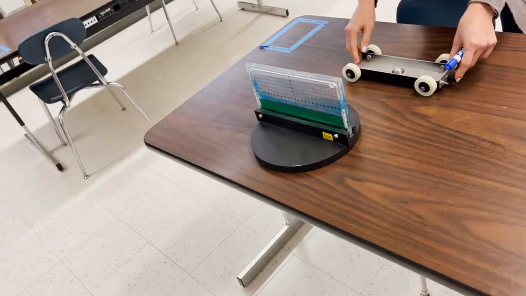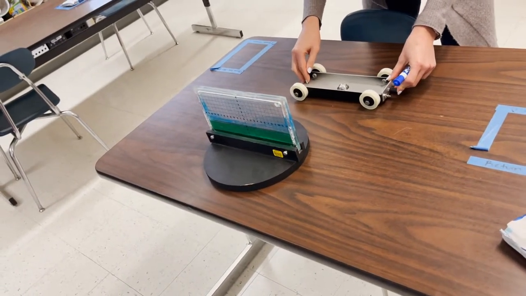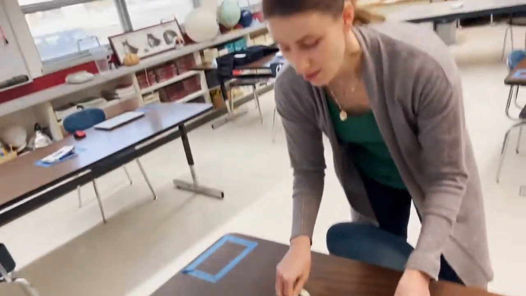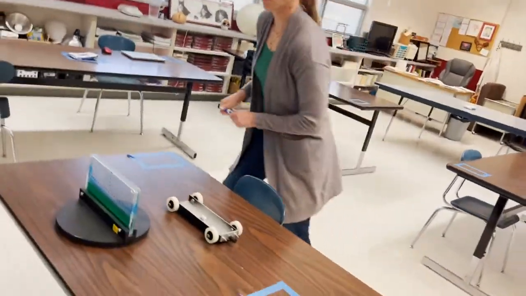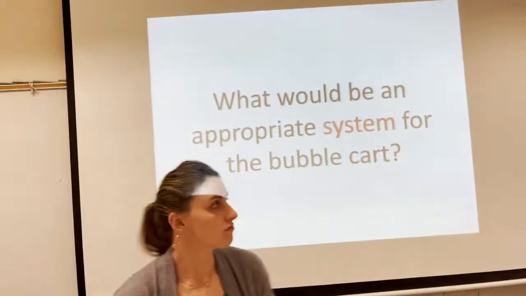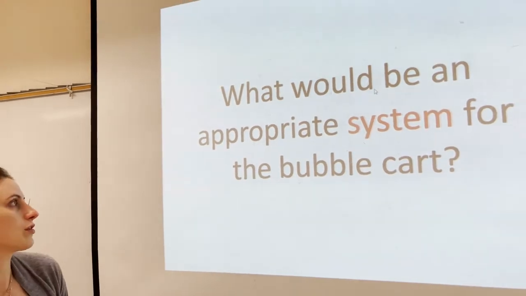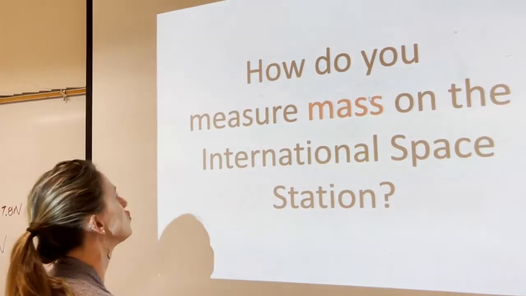Well, we've got the bubble cart and the table. Should we include the Earth? I think we have to, because the Earth is the source of gravity, the interaction of gravity between the cart and the Earth. So we would say cart, table, and ground, Earth.